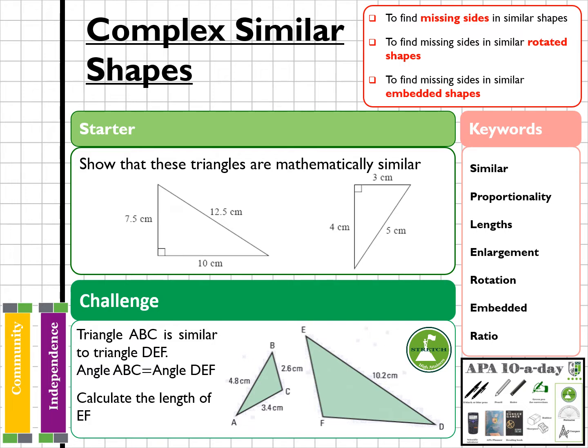As a follow-up challenge, in the following two triangles, angle ABC is equal to angle DEF. Calculate the length of EF. As a reminder, use your notes from last week and that step-by-step guide to help you. Pause the video here to give it a go before moving on to the answers.